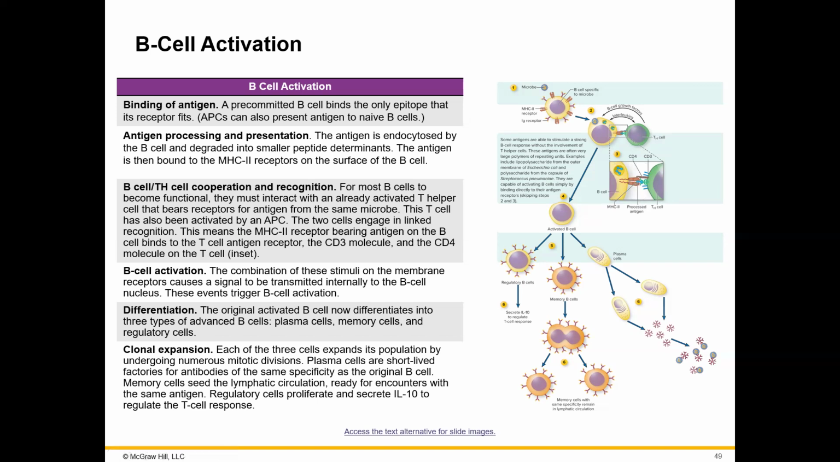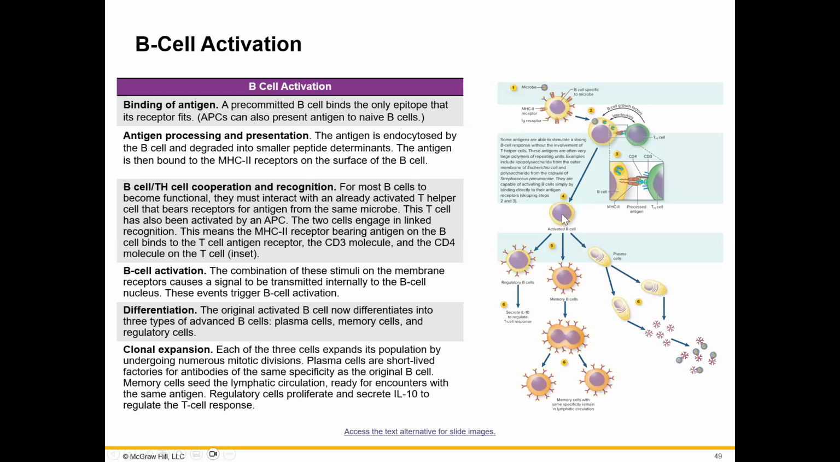So some antigens are really able to stimulate a strong B cell response without the involvement of T helper cells. Like I said earlier, there are often those repeating units, large polymers of repeating units, like the lipopolysaccharide from the E. coli outer membrane or the polysaccharide from the Streptococcus pneumoniae capsule. And they would not need this T helper cell binding and involvement. So they would be skipping these steps here and going directly over to that B cell activation.